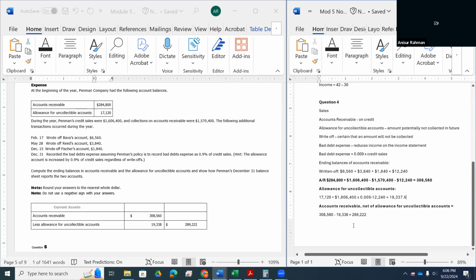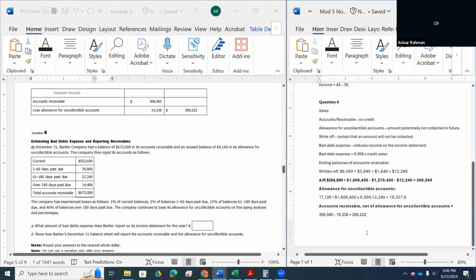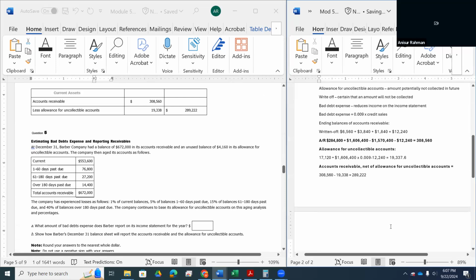And finally, we take our gross accounts receivable and subtract our allowance for uncollectible accounts to find out our accounts receivable net of the allowance for uncollectible accounts. Let us move on to the next question. Question 5.